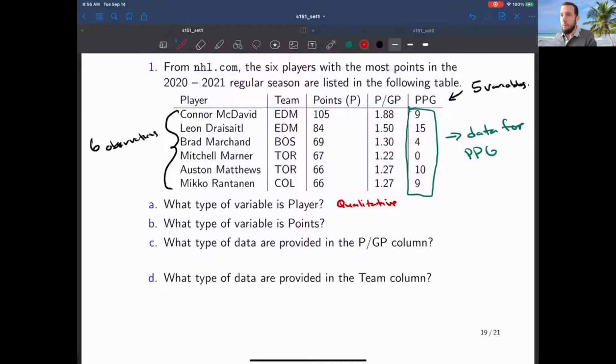What type of variable is points? Okay, so in the simplest situation, we would consider points to be a count of the number of goals and assists that you have accumulated across the season. So this would be a discrete quantitative variable.